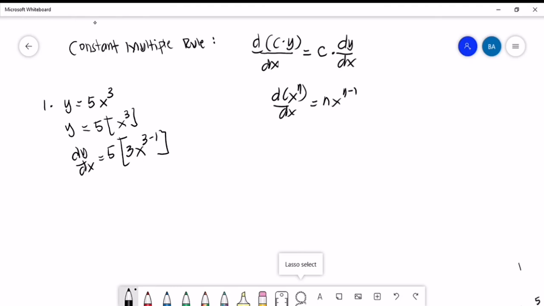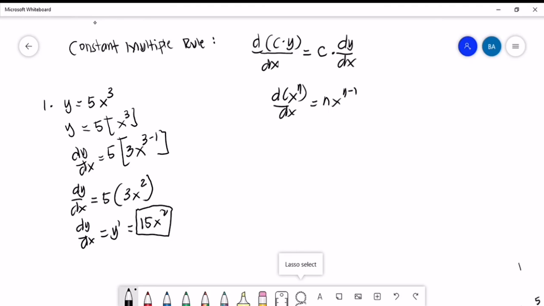Overall, our derivative with respect to x is equal to 5 times 3x raised to 2. The derivative of y with respect to x, our final answer, which is also y prime, is equal to 15x raised to 2. This is now our final answer.